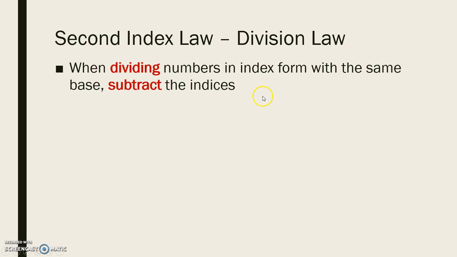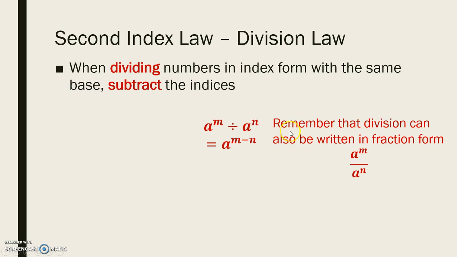When we divide numbers in index form with the same base, once again same base, that's the key, you subtract the indices. So here's our rule: a to the power of m divided by a to the power of n. They have the same base, we subtract the indices. This only applies if the bases are the same. And don't forget, instead of divide, we can write in fraction form, so that also represents a divided by a.